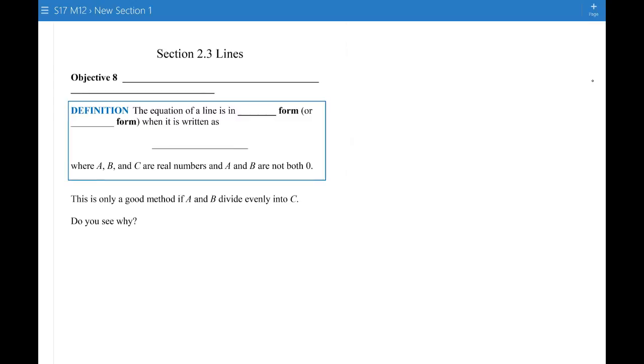Okay, so objective 8 is to graph lines written in the general form using intercepts. So the equation of a line is in general form, or it's also called standard form, when it is written as capital A x plus capital B y equals C. So again, the A and the B and the C are constants. In a given problem, they are numbers, and the x and the y are variables.